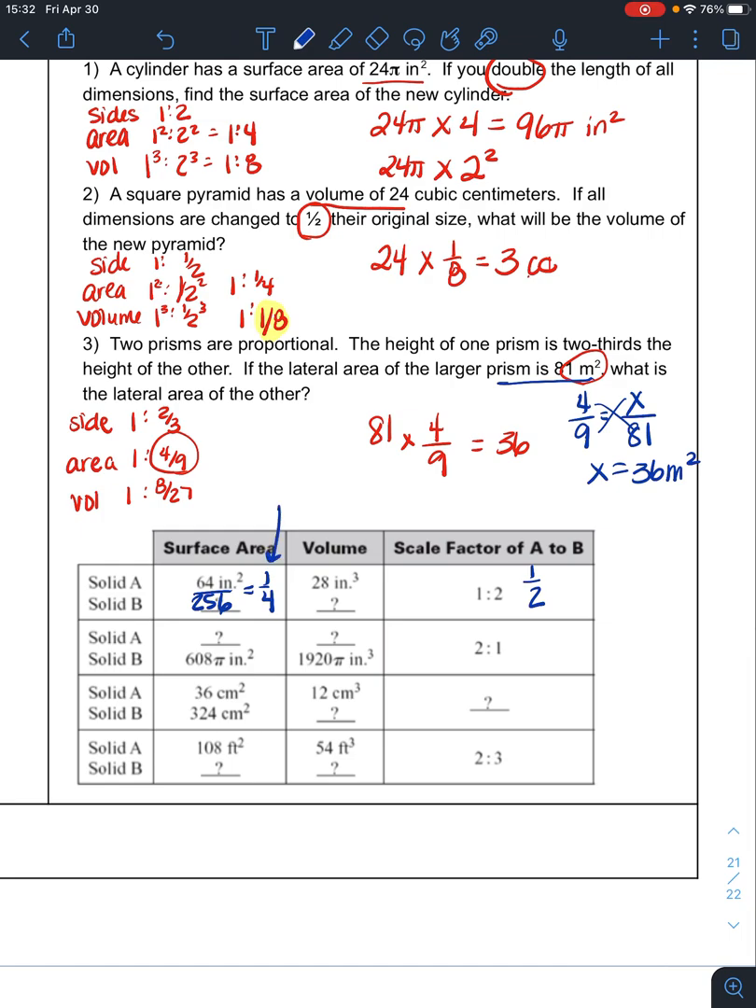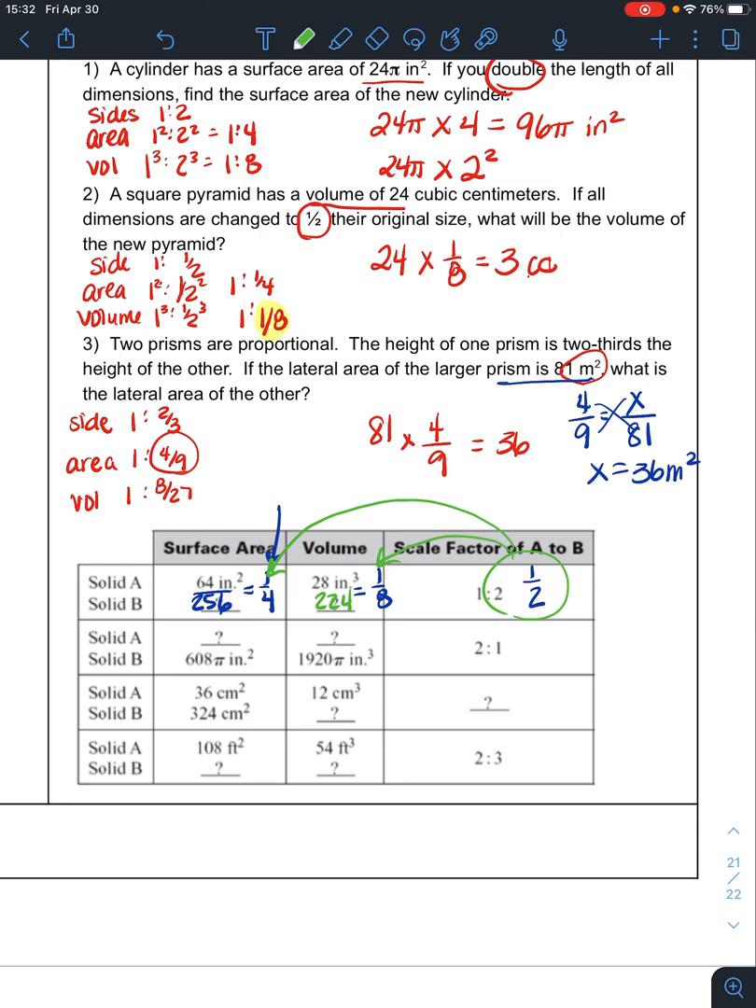What's important is the ratio that you use. For your volume, it would be 1 over 2 cubed. So that would be equal to 1 over 8. So if it's 1 over 8, then when I solve that, 28 times 8 is 224. So all I'm doing is I'm deciding what the area ratio would be and the volume ratio, and then I'm setting up my proportion to solve it.